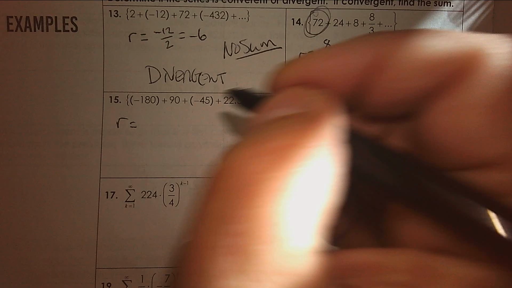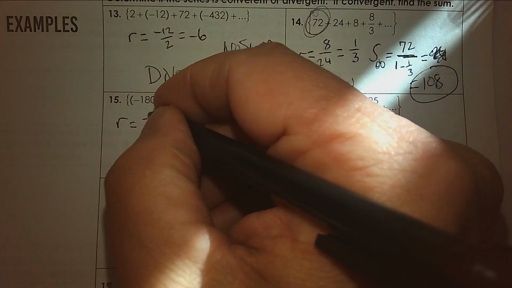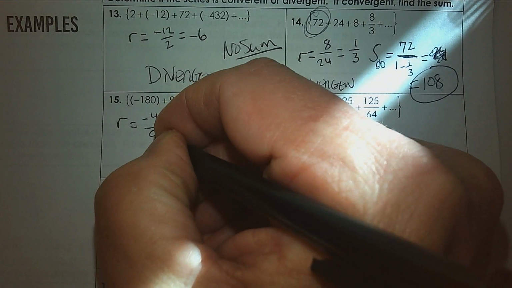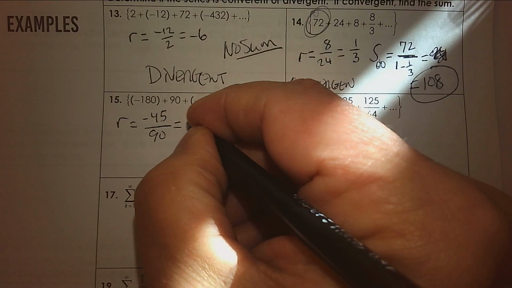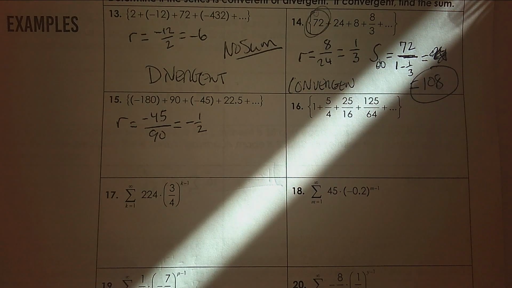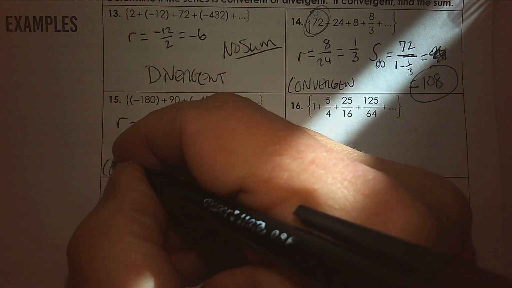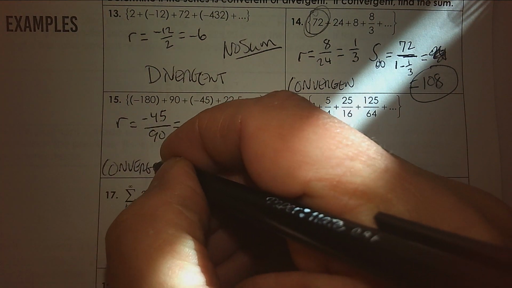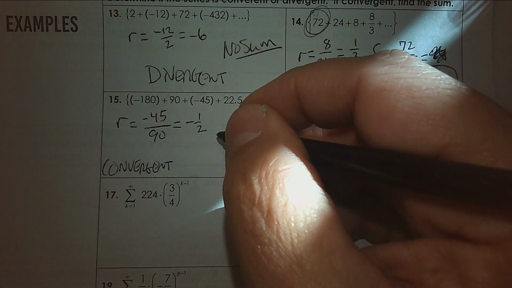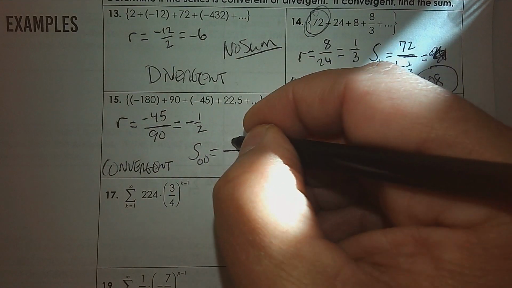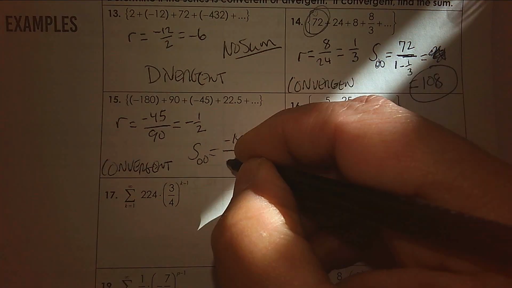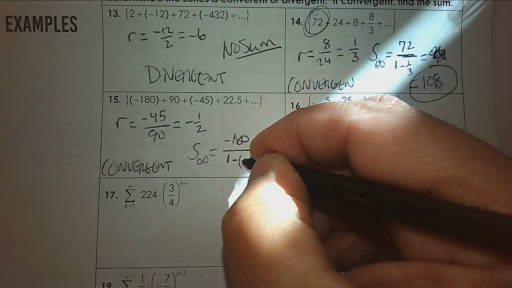So, any two consecutive numbers. I'm going to pick negative 45 over 90. What is it? That's negative what? Did we find, is it converging or diverging? Do you now know? Negative a half. What do we know? It's convergent, right? And what's the formula to add an infinite number of terms? The formula simply is A1, which is negative 180, and then 1 subtract negative a half.